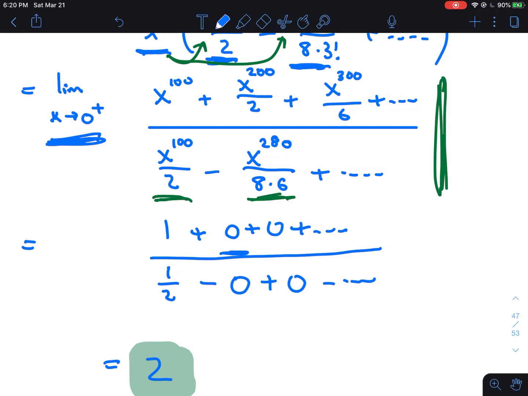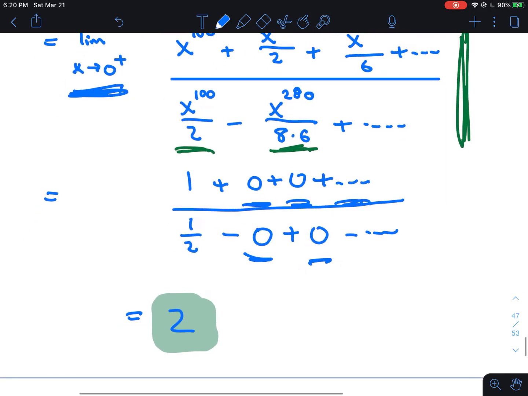And so right here would be 100 x's left over. Here there would be 200, so on and so forth, right? All of them have lots of powers of x. And likewise in the denominator, right? As x goes to 0, that's going to be taking care of a lot of the terms. And so we're going to be left with essentially 1 divided by 1/2, and that gives us the final answer of 2.